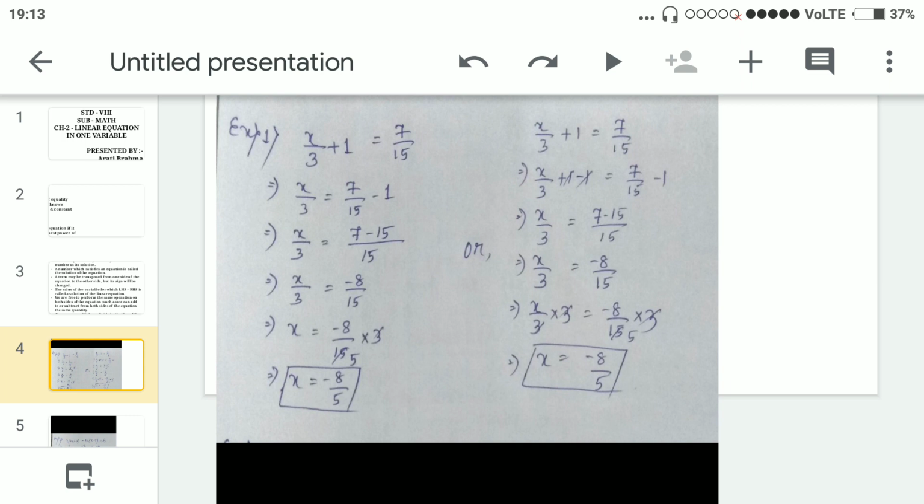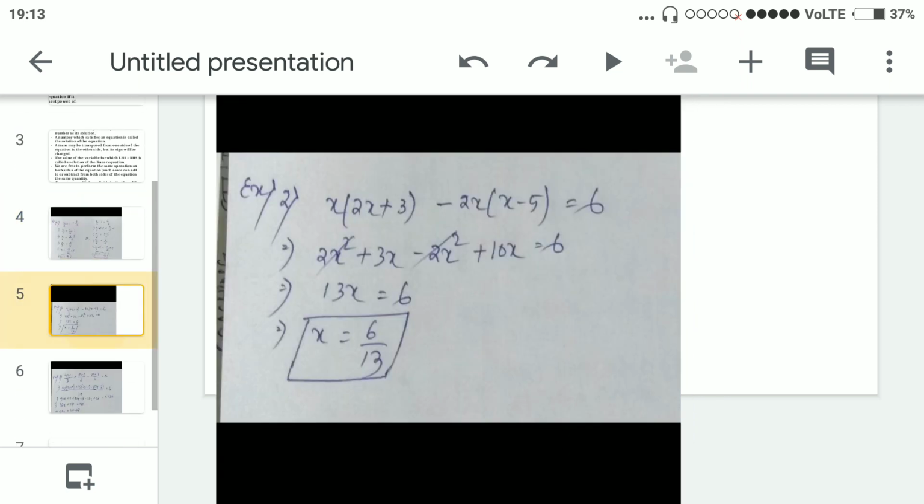The same answer you're getting in both the procedures. So the process may be different, but the answer you will get finally will be the same in all the cases.